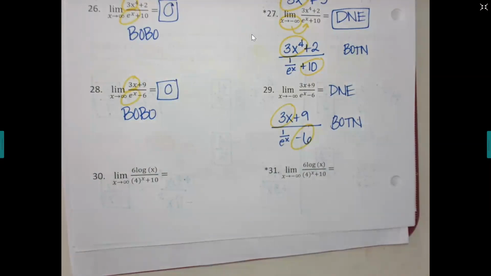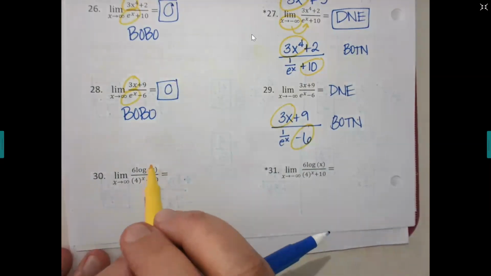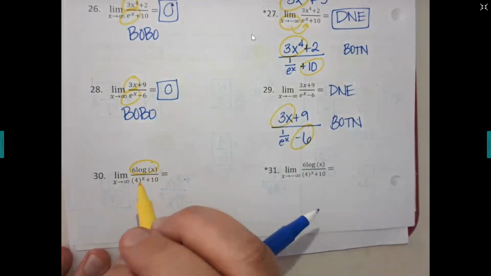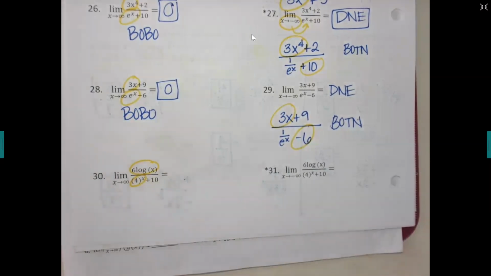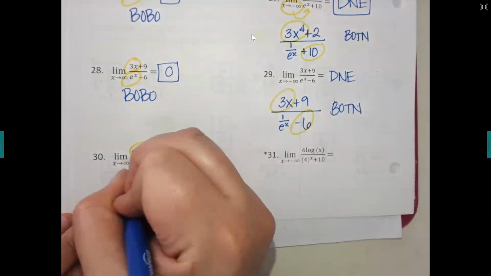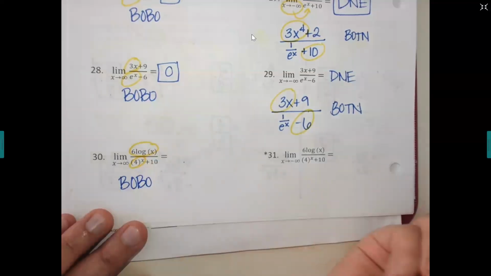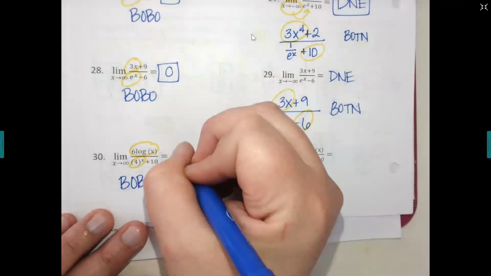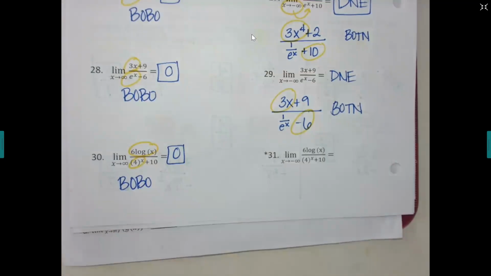First one, number 30. Biggest thing on top is a log. What's the biggest thing on bottom? Exponential. Who's bigger, a log or an exponential? Exponential is bigger and it's on the bottom. That makes this a bobo. And if it's a bobo, then the ends go to 0. Okay, now go to 31.